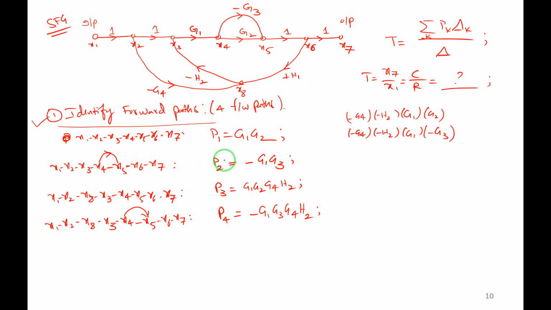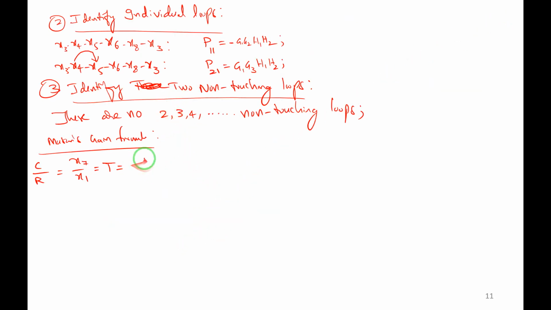Observe here, how many forward paths are there? 4 forward paths are there: P1, P2, P3, P4. Observe Pk delta K. So P1 delta 1, P2 delta 2, P3 delta 3, P4 delta 4, because there are 4 forward paths. So I will write P1 delta 1 plus P2 delta 2 plus P3 delta 3 plus P4 delta 4, divided by delta. So Pk delta K by delta, where K runs from 1 to 4. Call this equation 1.